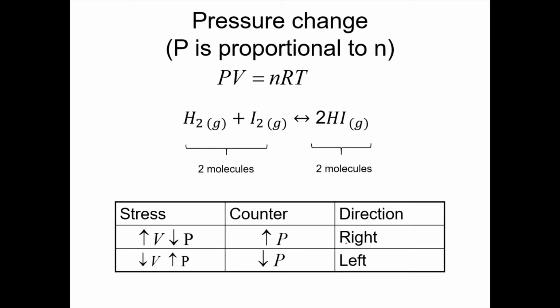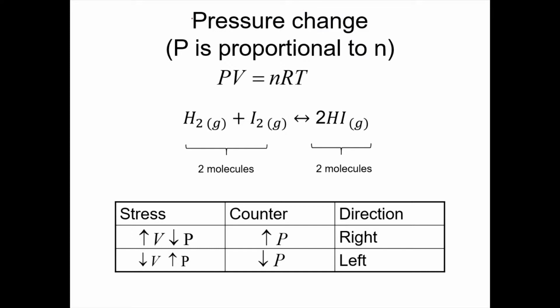The third stress. So those were the first two stresses. Concentration change was the first stress. Temperature change was the second stress, and you got to know if it's exothermic or endothermic in order to be able to answer the question for a temperature change. The third one is pressure change. What happens with the pressure change?